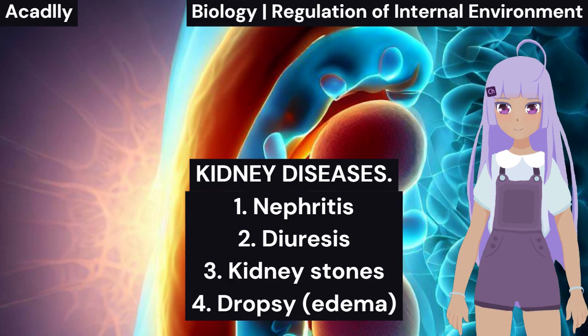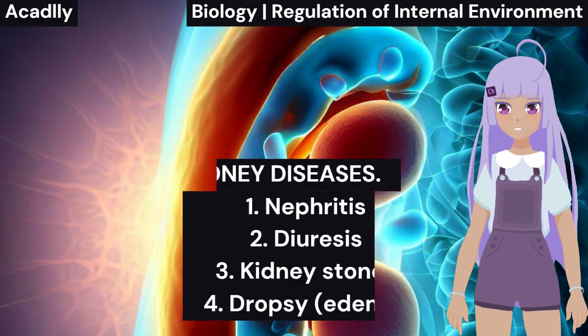4. Dropsy, edema, a disease condition in which the cells of Bowman's capsule are unable to absorb water from the blood in the urinary tubules. This causes water retention in the blood or tissues, resulting in swelling of certain body parts.